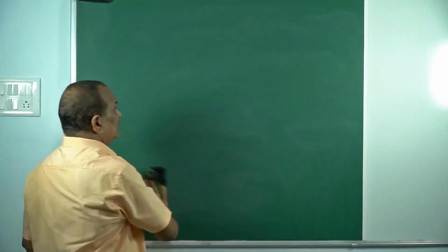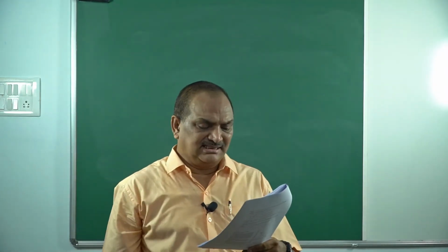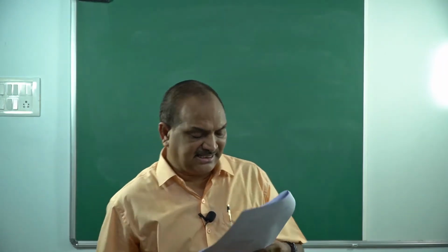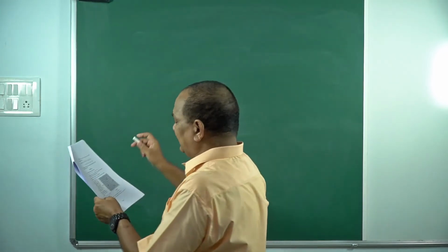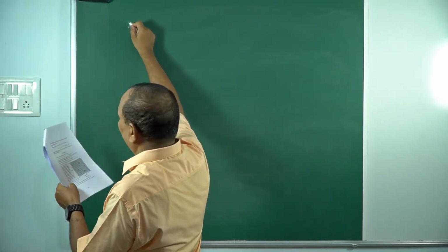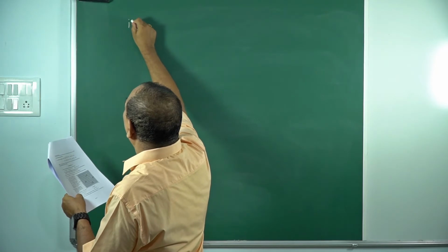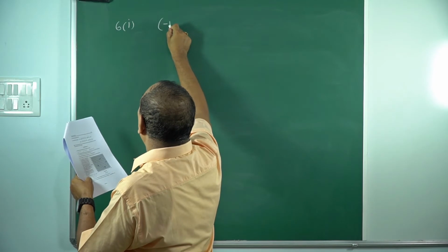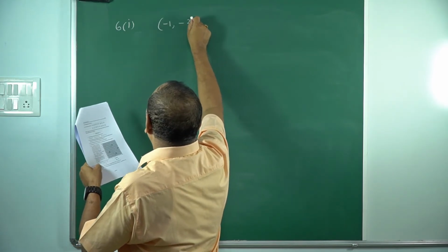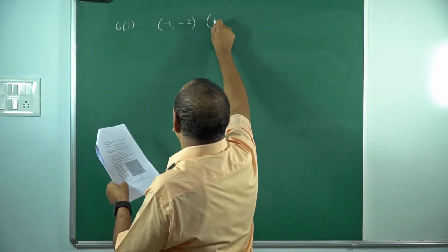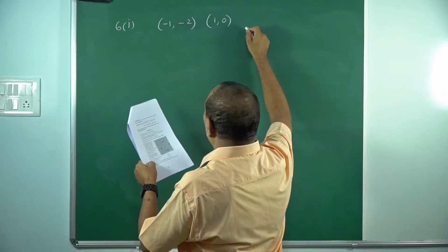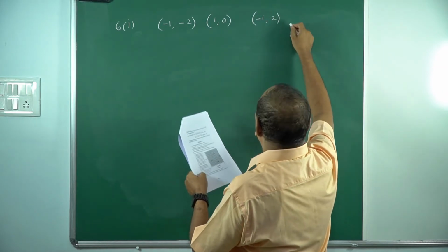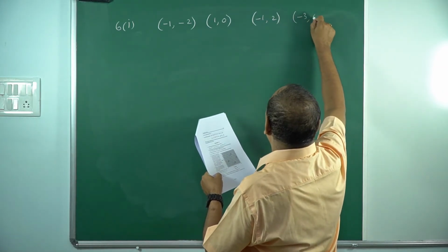He has given 4 points, and what kind of quadrilateral are you expecting from them? This is the 6th question, first bit, and I take the 4 points given to me: minus 1 comma minus 2, and 1 comma 0, and minus 1 comma 2, and the last one is minus 3 comma 0.